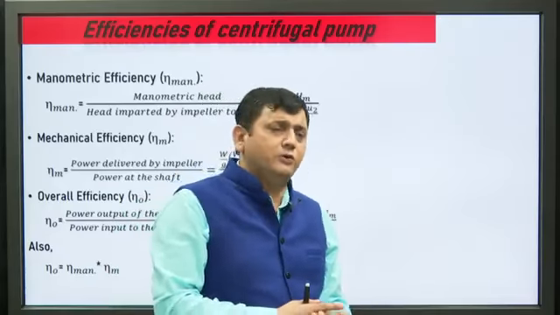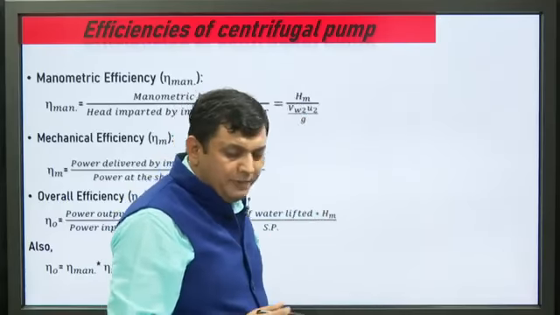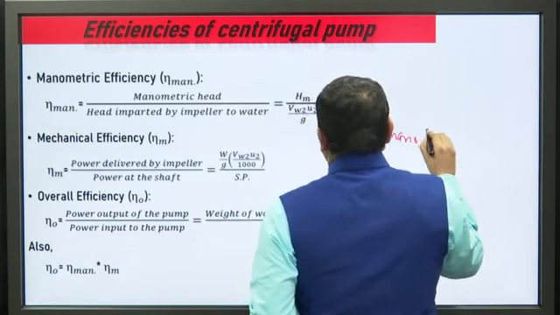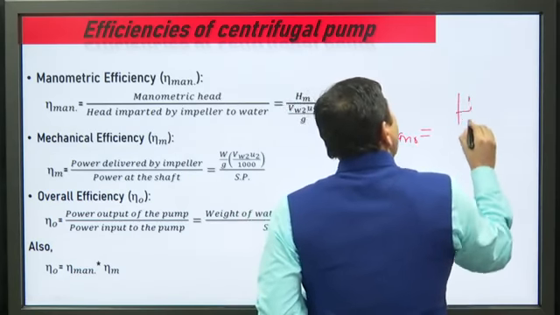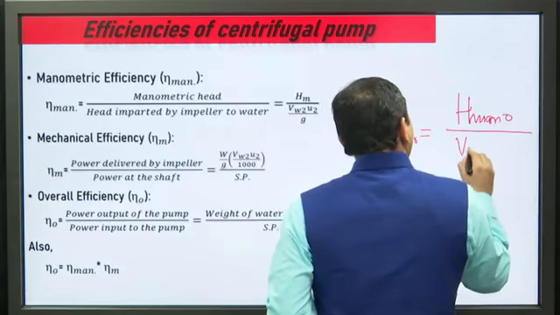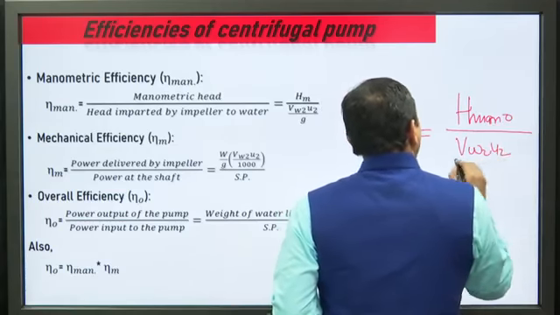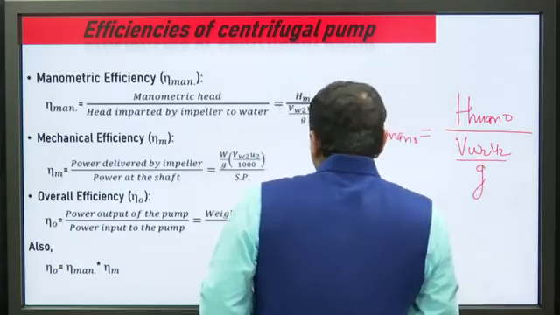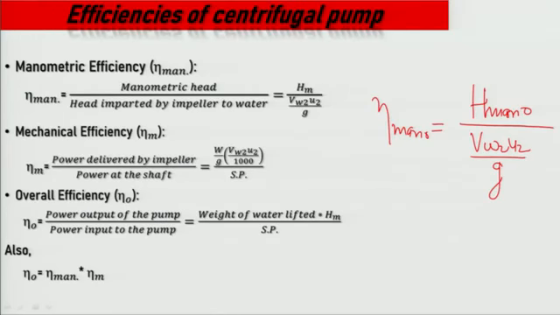Then the efficiency. We know the manometric efficiency: manometric efficiency equals the manometric head H mano upon the head imparted, VW2 U2 upon g. That is very important. What is this? The head imparted by the impeller to the water. So this is the manometric efficiency.